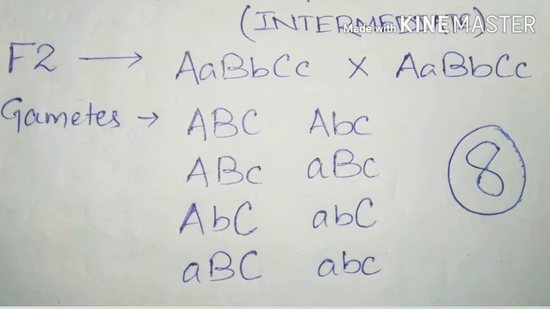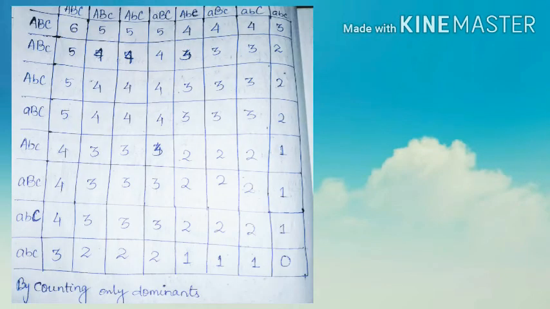Then you have to cross those 8 gametes in a Punnett square to find the proof. By putting all 8 gametes in the row and column of the Punnett square, if we do it as it is, we would have to write all the characters in every box, like 6 dominant and in between all the recessive ones, but it will be a time-taking process.